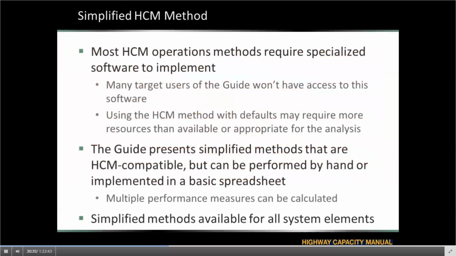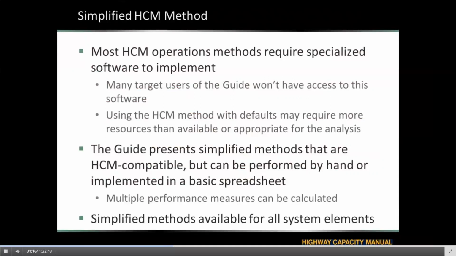Every section in Part 2 provides a simplified Highway Capacity Manual method. Now, most HCM operations methods require specialized software to implement them, but in developing the guide, it was recognized that many target users won't have access to this software. It was also recognized that using the HCM method with defaults may require more resources than are available or appropriate for a planning or preliminary engineering analysis. As a result, the guide presents simplified methods that are HCM compatible but can be performed by hand or implemented in a basic spreadsheet. And these methods are capable of calculating multiple performance measures.